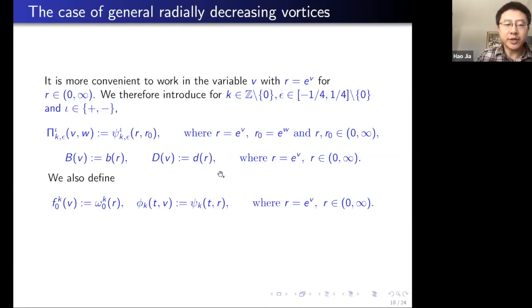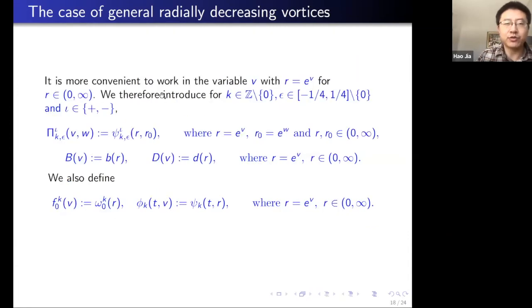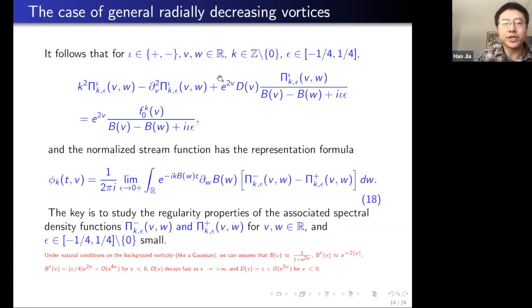So it turned out that because this equation contains the variable in the leading order, this variable coefficient, it is actually more convenient to work with the variable V, which is log R. So now we switch all the variables from the R variable into the V variable, and write down the spectral density function in the new coordinate system, and also the background flow, the initial data, and so on. And then we obtain a new equation for the spectral density function.